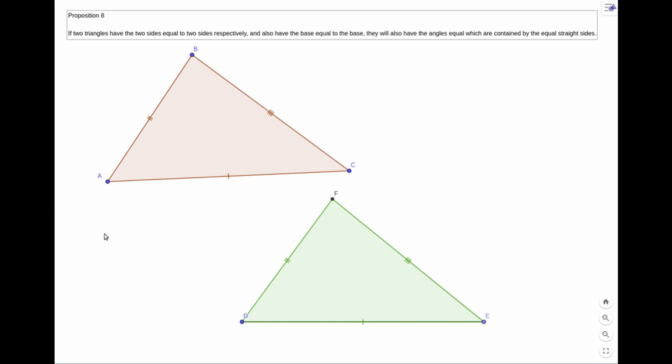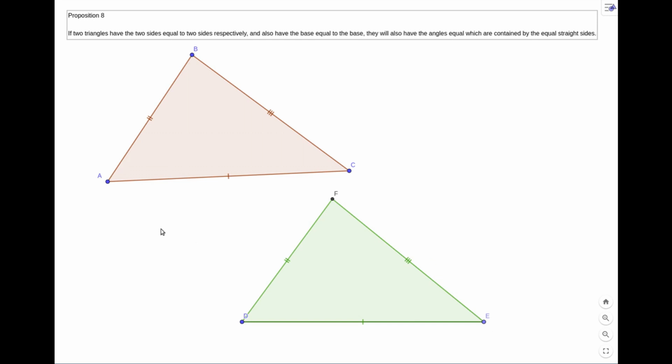So for this setup, we assume that we are given two triangles, triangle ABC and triangle DEF. Now, we also know that we have congruences between the sides of these triangles. So let's suppose that we have side AC congruent to side DE, side AB congruent to side DF, and side BC congruent to side EF.